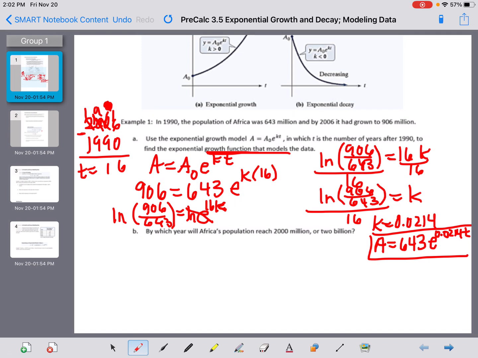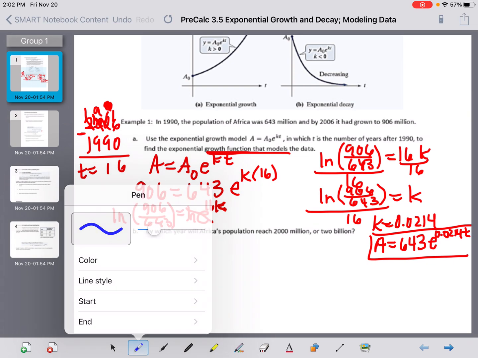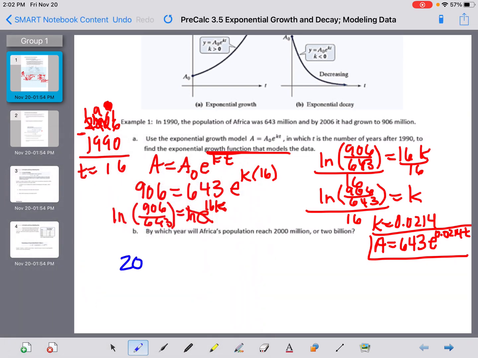Now for B, it says, in which year will Africa's population reach 2,000 million, or 2 billion, right? That's kind of how I would read that. Okay. So same idea, but this time I'm going to reach 2,000, right? And that's why we're leaving it in millions, because the 643 was in millions, so we want this number to be in millions. That way I don't have to put all those zeros on either one of them. So I get 2,000 equals 643 e to the 0.0214t. This time I'm solving for t, for what year?